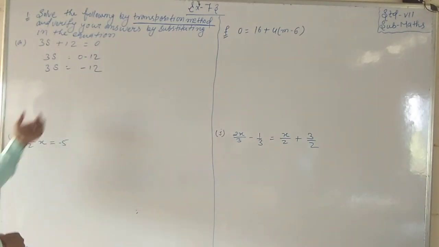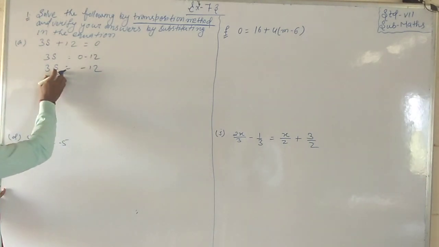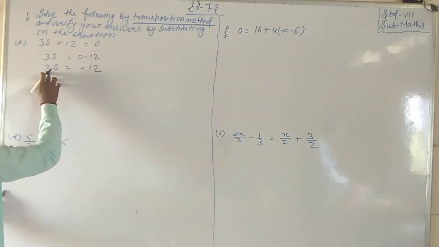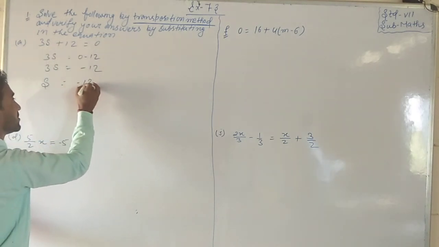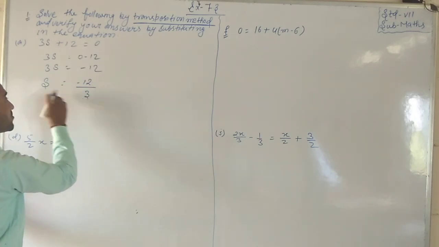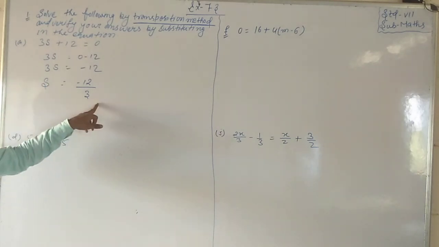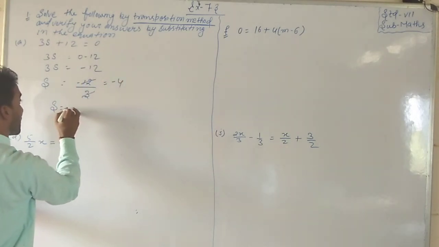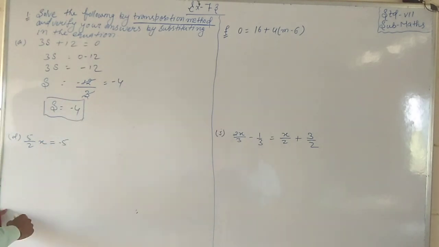A constant is a numerical value, but s is a variable, also called a literal. 3 and s are in multiplication, so s stays on this side and 3 transfers to the other side. It will be minus 12 by 3. Why 3? Because 3 is in multiplication on the LHS, so when it is transferred to the RHS, it becomes division. Minus 12 divided by 3 is minus 4. So the value of s is equal to minus 4. Students, this is your answer.